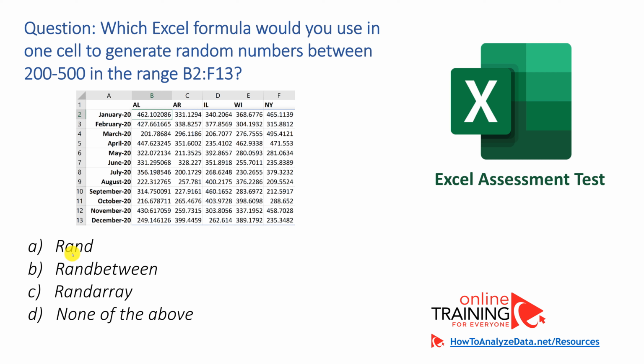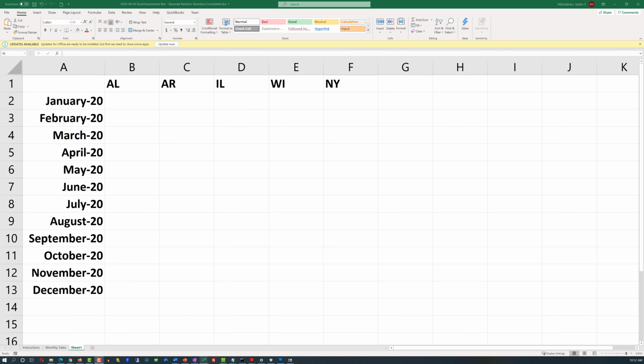We have rand, rand between, rand array. All 3 of those are valid Excel functions. And in choice D, none of the above. So how would you answer? What do you think is the right choice? And if you followed along during the practice exercise, you probably learned that the rand array is the right function.